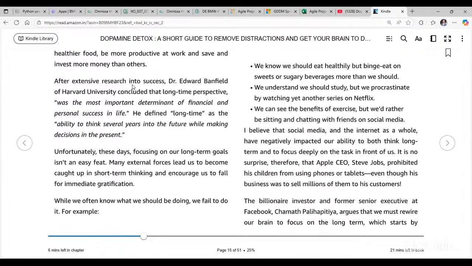After extensive research into success, Dr. Edward Banfield of Harvard University concluded that long time perspective was the most important determinant of financial and personal success in life. Long time perspective. And if you remember, we have tried to take this aspect also in our last Saturday call.